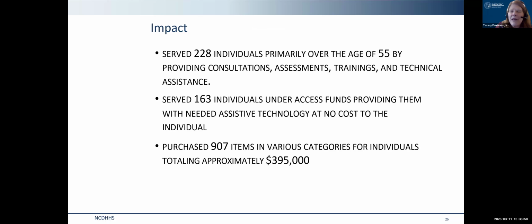So with this grant, we were able to serve 228 individuals. Most of them were over the age of 55, and we provided the consultations, assessments, trainings, and technical assistance. Then we were able to serve 163 individuals under Access, and Access was the one that was able to provide the devices for them. We purchased 907 devices, totaling approximately $395,000.